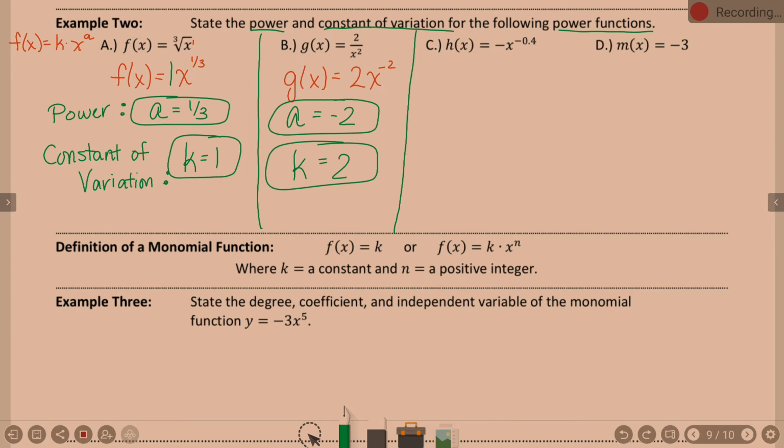C, h of x equals negative x to the negative 4/10. Thoughts on my power? Is this actually already in a good form? Kind of weird. The other ones weren't, but we already have a power, negative 4/10. It's okay if my power is negative, isn't it? It's okay if it's a decimal, so it's good. What's my constant of variation? Constant of variation is negative 1. We have a negative out front. You, of course, know that needs to be a negative 1.